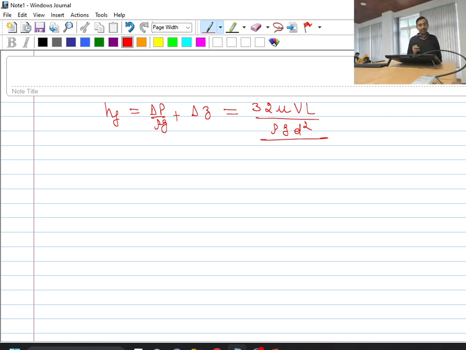Now I told you that we need to write a formulation of the head loss which is more generic. It means a single formulation can take care of both laminar as well as turbulent flow. Because we know that pressure drop is directly proportional to velocity for laminar flow and directly proportional to velocity power 1.75 for turbulent flow. It means the relationship between velocity and pressure drop is different for different types of flows.